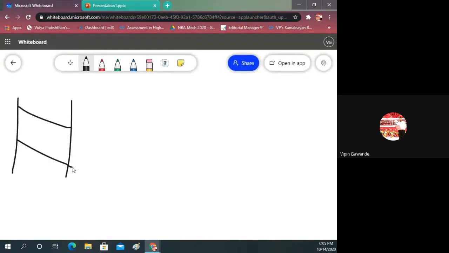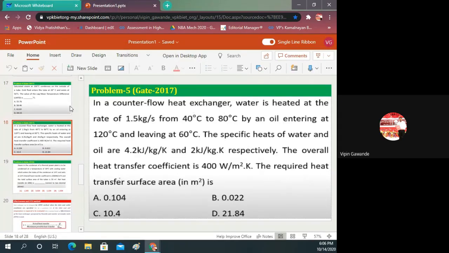This is the diagram. One fluid is coming downward, another is going upward. The higher temperature is always TH1. The lower, outlet temperature of the hot fluid is TH2. For the cold fluid, it is TC1, and the temperature goes up to TC2. So this is my counter flow heat exchanger. For the first sentence of the problem, draw the diagram and then start reading the problem afterwards.